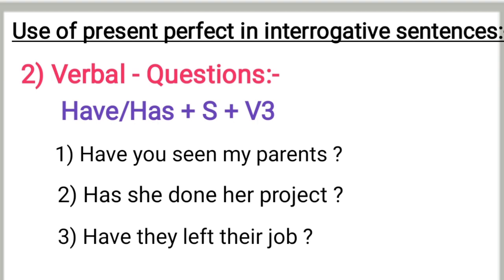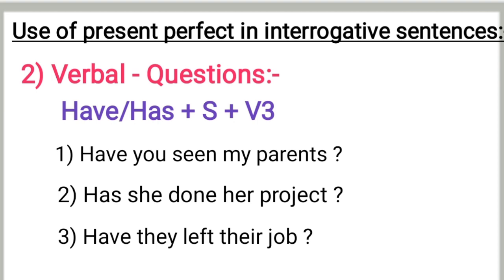I started the second question with has because the subject is she, and she is a singular subject, and after she I use done, which is the third form of do, then her project, which is the remaining part of the question, and then finally question mark at last. And you can answer this question also by saying only yes or no.